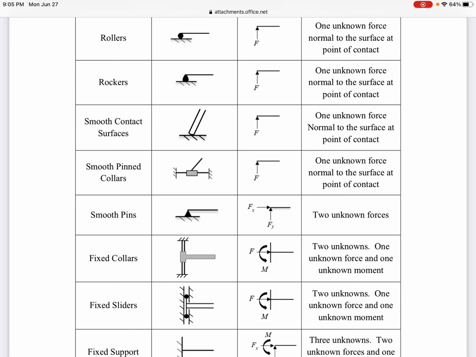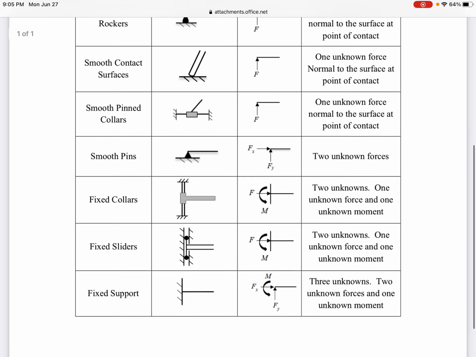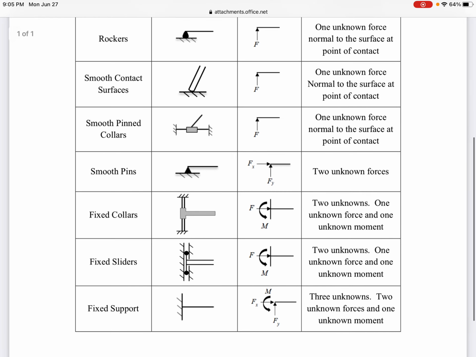And we also have several other options here. So my suggestion to you, the fixed support is the last one at the end. My suggestion to you is maybe pause the video, go back, rewatch some of this as I'm scrolling through this table so you get comfortable with what these all are. We also have smooth pinned collars. We have smooth pins. A smooth pin is a very common reaction type that you see a lot in a statics course. It has two unknown force reactions.